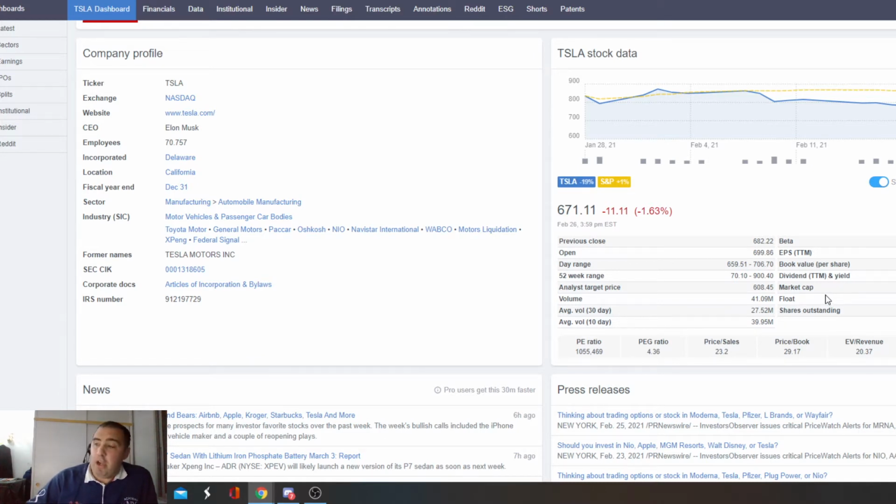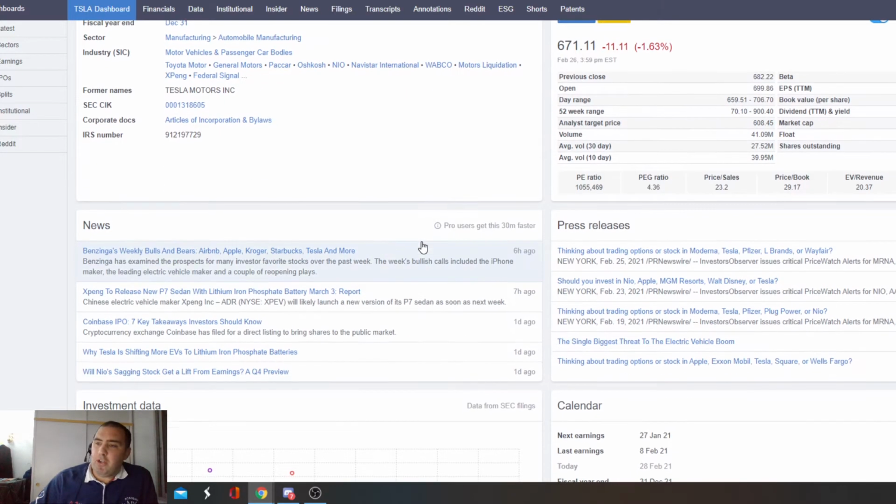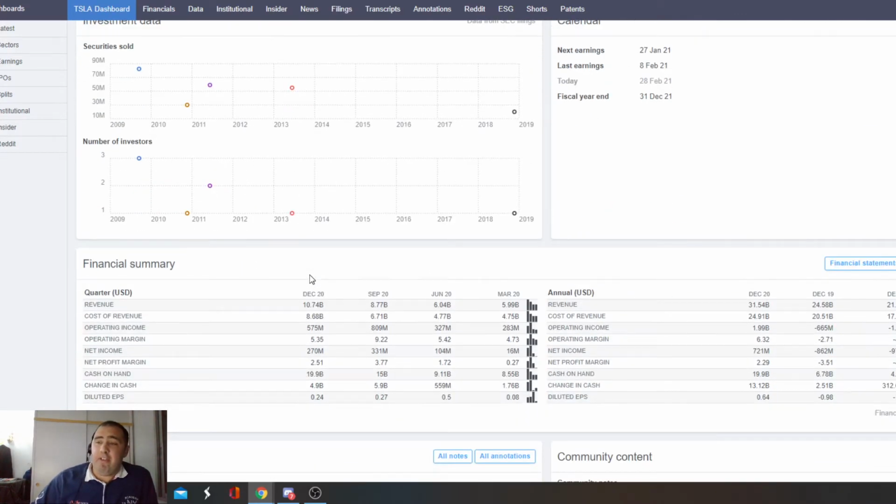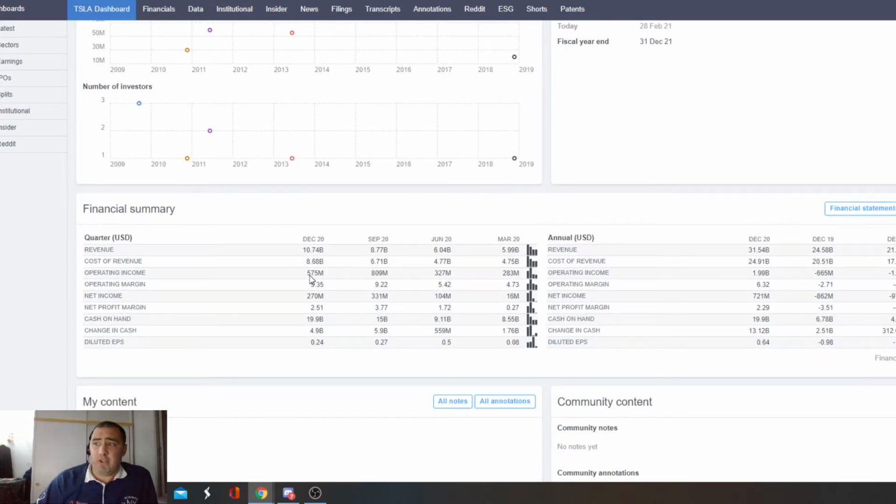So similar to what Yahoo Finance does. I'm not sure which is more updated, this or Yahoo Finance. This is why I'm saying it's good to always contrast information. But you've also got the news related to the company. You've got press releases, and then you have something that's really good, which I think is visually really good when you're looking at a company, the financial summary.